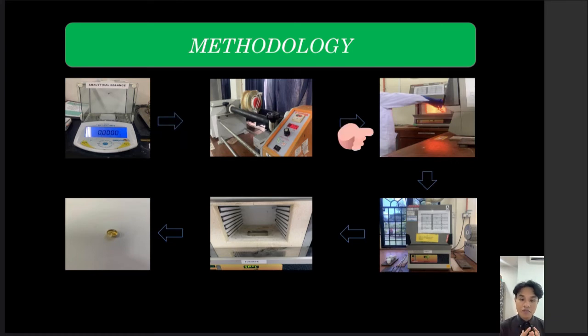And then the sample goes through the melting process in an electrical furnace for about 30 minutes at 1000 degrees Celsius. Then it goes through the annealing process at 300 degrees Celsius for 3 hours. Then the sample is cooled down, ground, cut, and polished for sample characterization such as density, molar volume, XRD, FTIR, and also UV-Vis for the structural and optical properties.